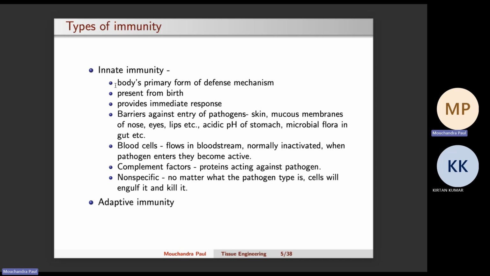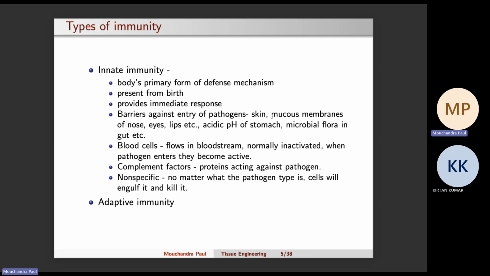So what are the components of the innate immunity? First is the barriers. The organs of our body have barriers, right? The first barrier that we all know is the skin, which is the outermost layer of our body. So it is a barrier. It protects the inner organs, the visceral organs, from any damage, right?